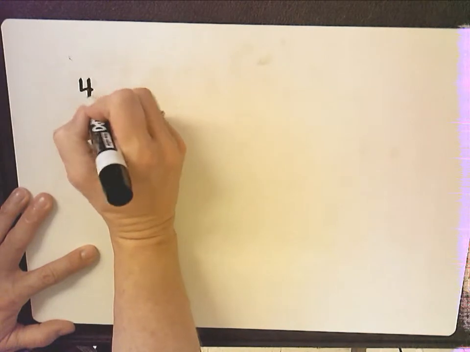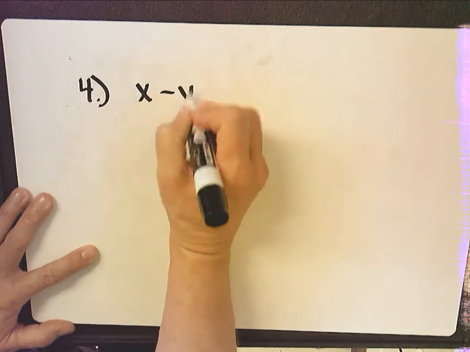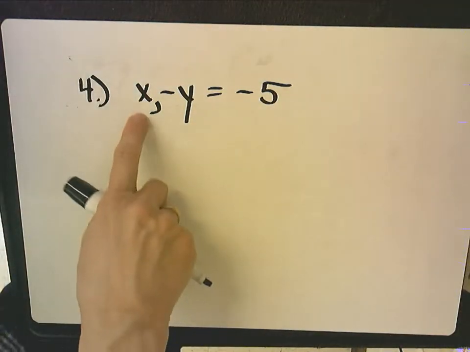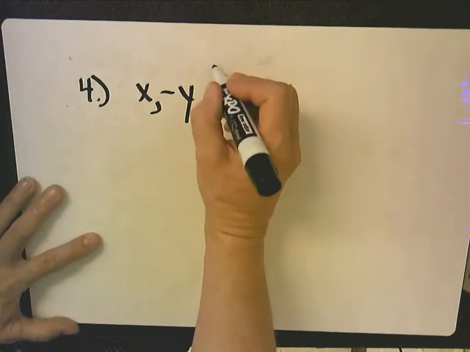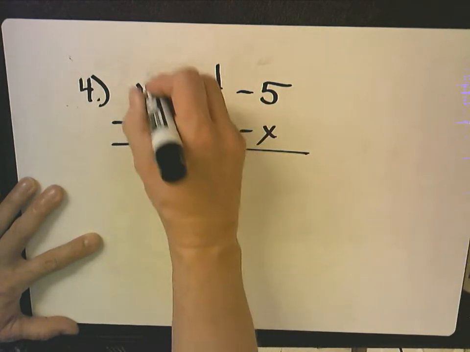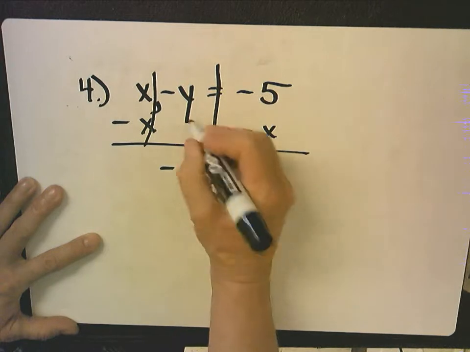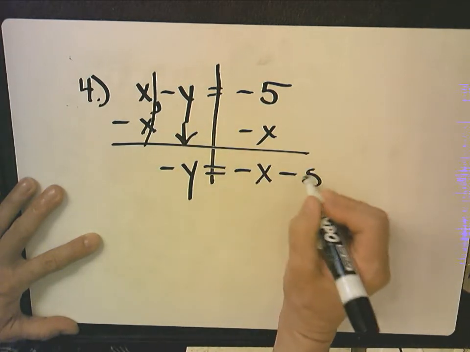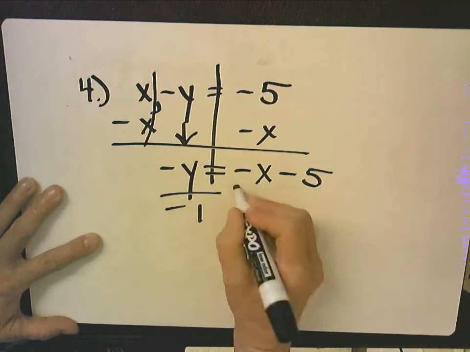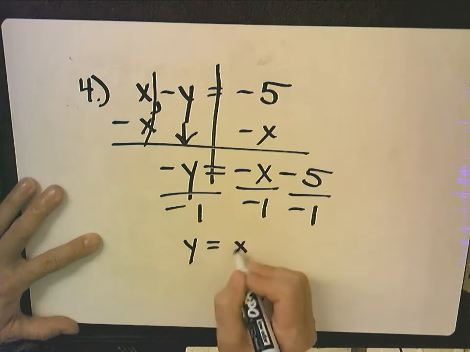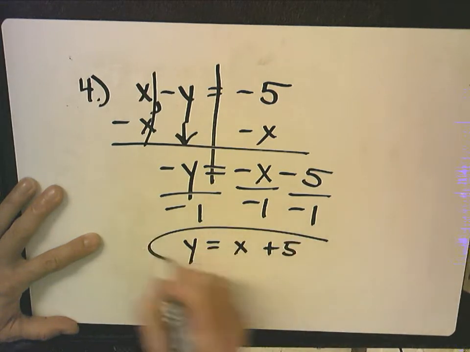Okay, now let's look at number 4. X minus y equals negative 5. Again, I have an x and a negative y. I want to get rid of the x. So I subtract it from both sides, bring down the negative y. This equals negative x minus 5. I have to divide everything by negative 1 because I want the y to be positive. So everything else becomes positive.